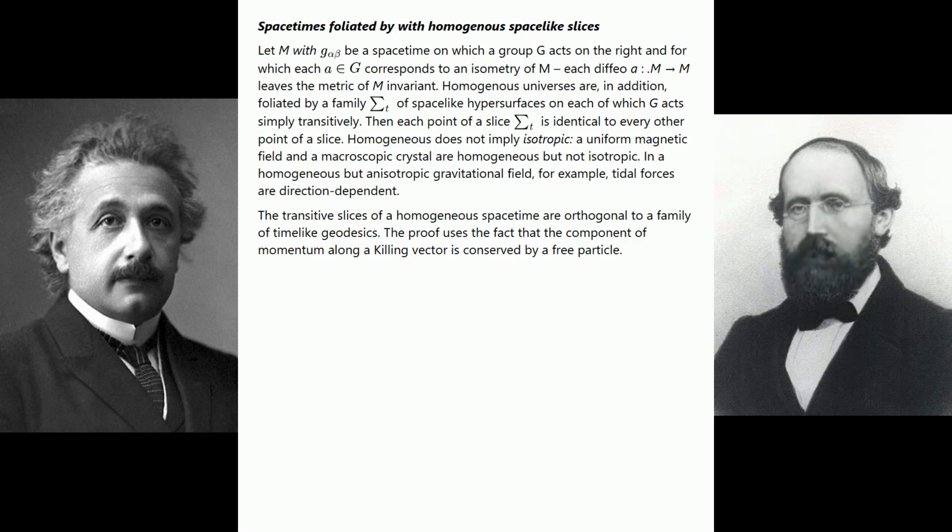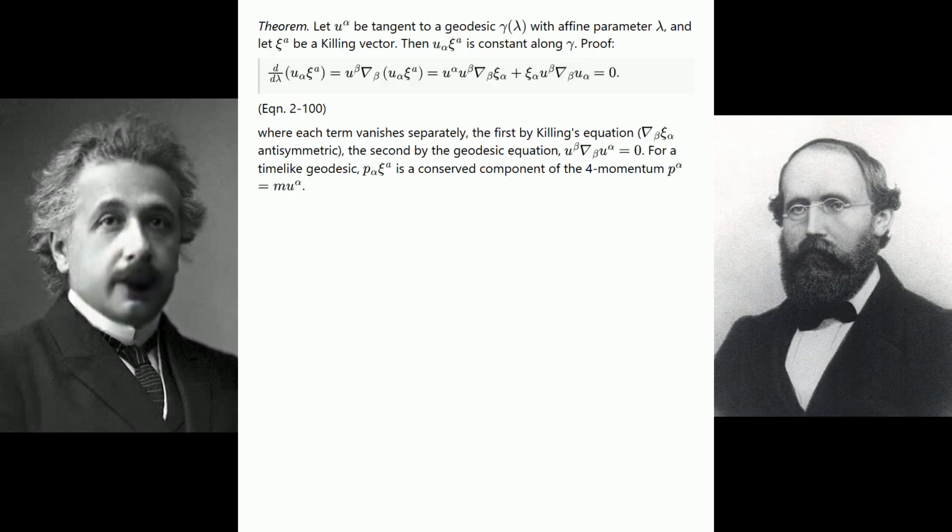The transitive slices of a homogeneous spacetime are orthogonal to a family of timelike geodesics. The proof uses the fact that the component of momentum along the Killing vector is conserved by a free particle. Theorem: let U to the alpha power be tangent to a geodesic gamma of lambda with affine parameter lambda, and let xi to the A power be a Killing vector. Then U sub alpha xi to the A power is constant along gamma.